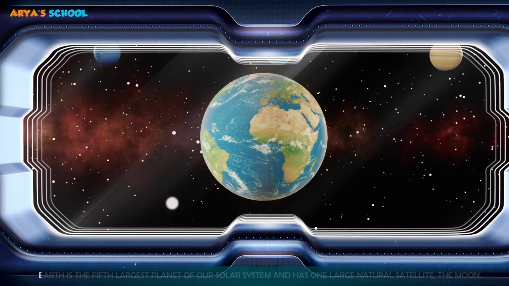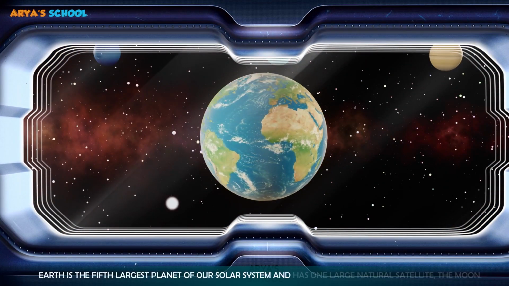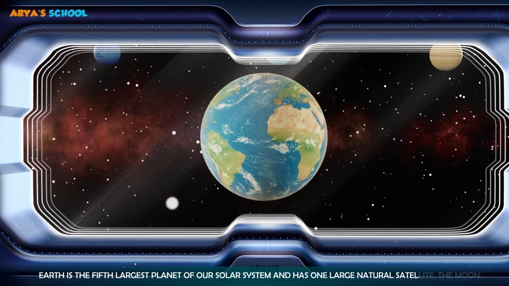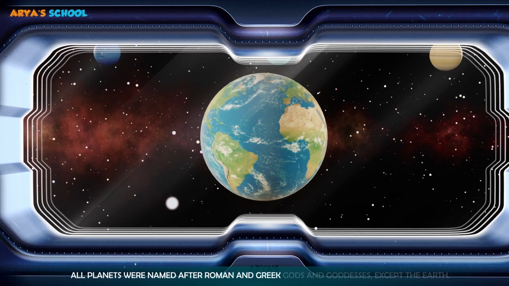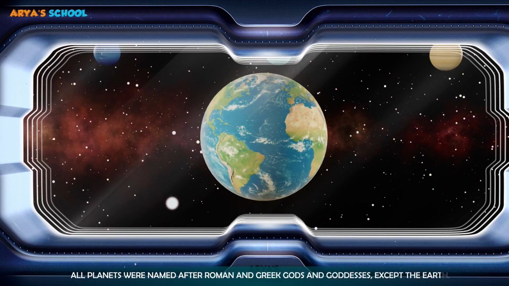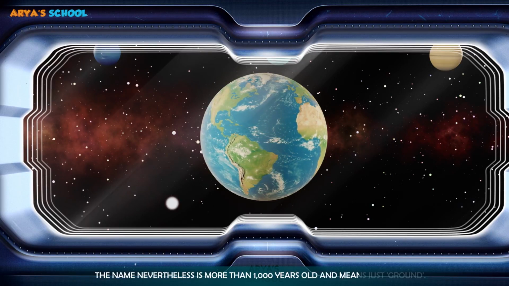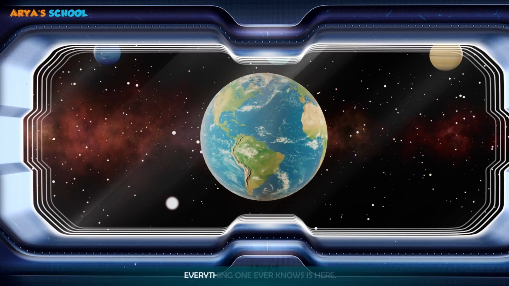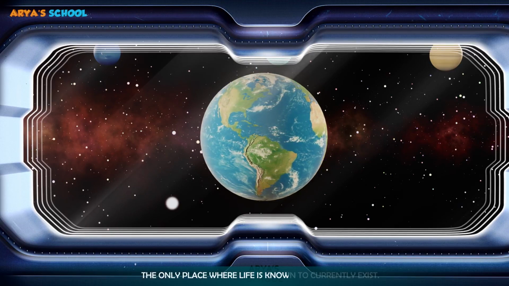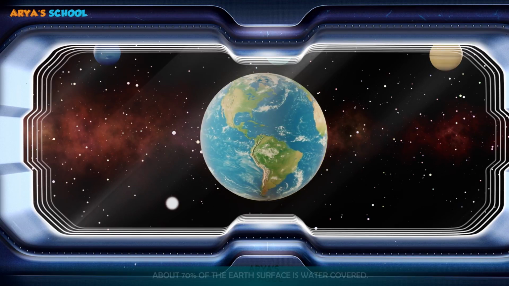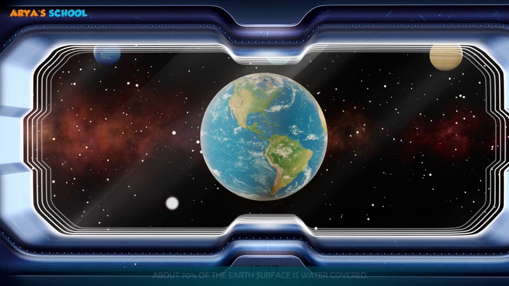Earth. Earth is the 5th largest planet of our solar system and has one large natural satellite, the Moon. All planets were named after Roman and Greek gods and goddesses except the Earth. The name nevertheless is more than 1,000 years old and means just ground. Everything one has ever known is here. It is the only place where life is known to currently exist. About 70% of the Earth's surface is water-covered.